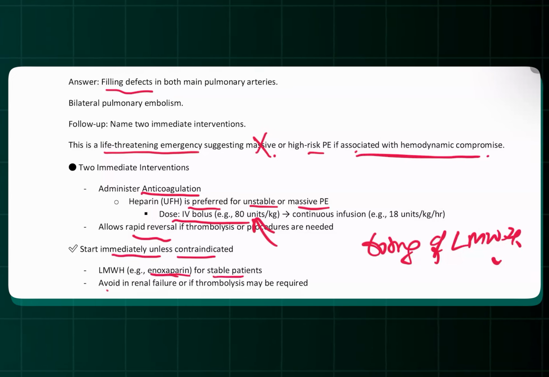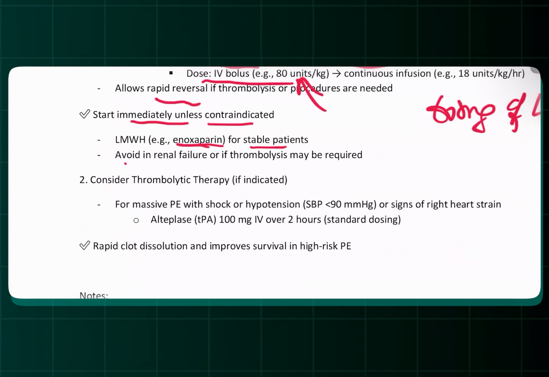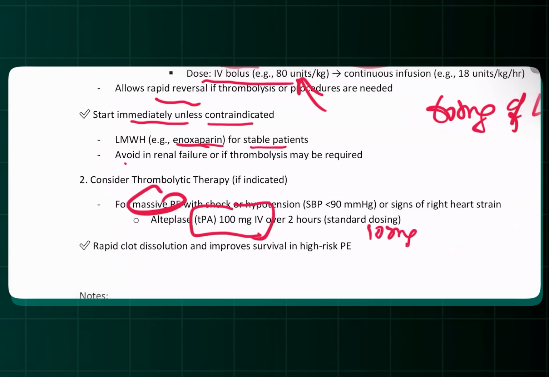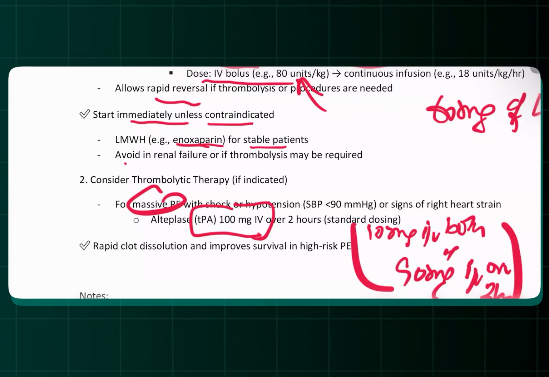In patients where renal dysfunction or renal failure is there, you would use unfractionated heparin. But if the patient has hypotension, BP of less than 90, and signs of right heart strain on an echocardiogram, you would use TPA, that is thrombolysis, massive PE. You would thrombolyse them with 100 milligrams, 10 mg IV bolus plus 90 mg IV over 2 hours. If you have not yet given anticoagulant, then you give anticoagulant afterwards.